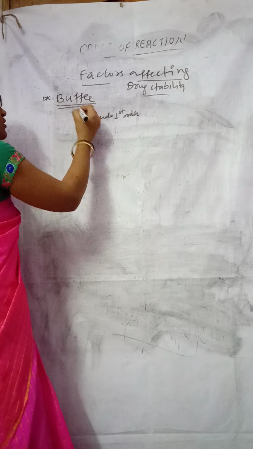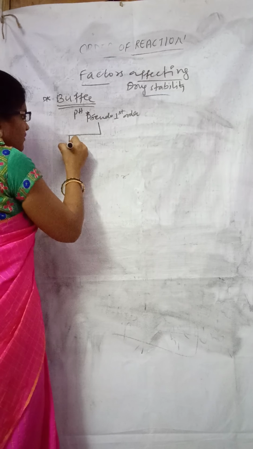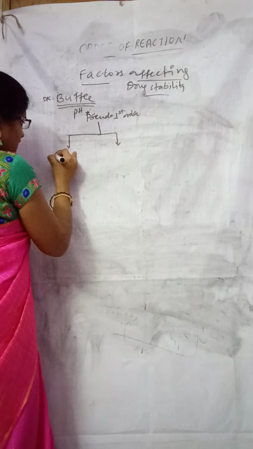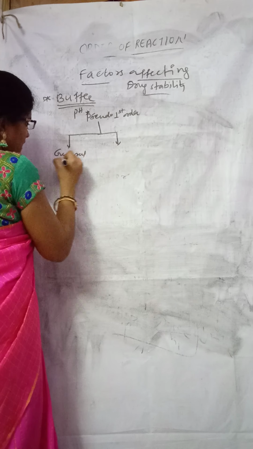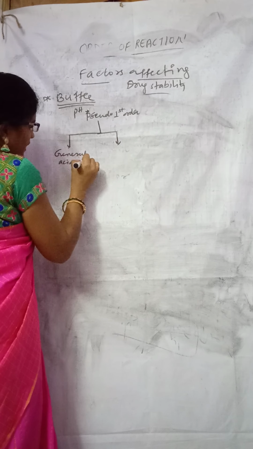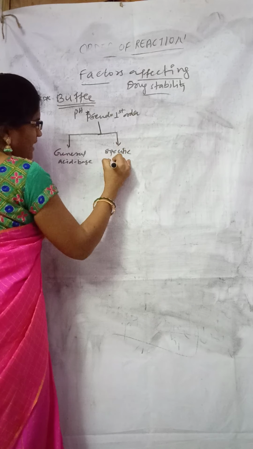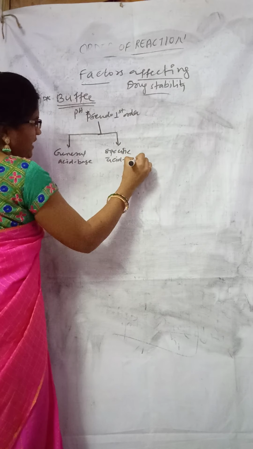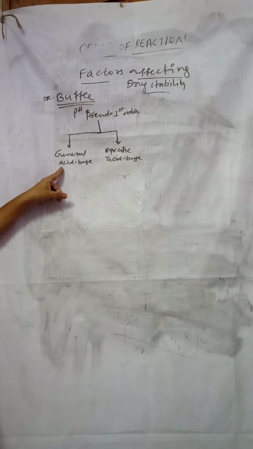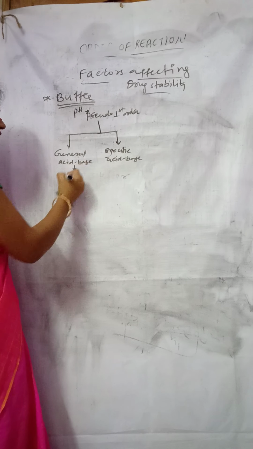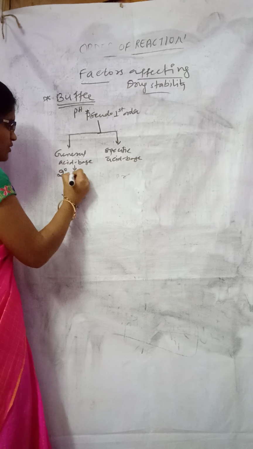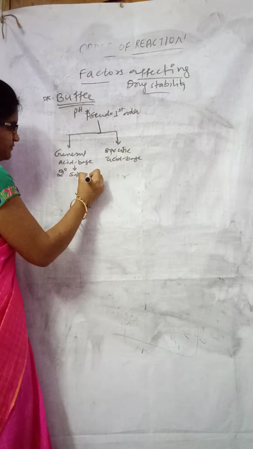And next, so when you are adding the buffer, there may be two types of mechanisms: general acid base catalysis and specific acid base catalysis. Okay, general acid base as well as specific acid base catalysis. So when it is general acid base catalysis, it will show secondary salt effect.